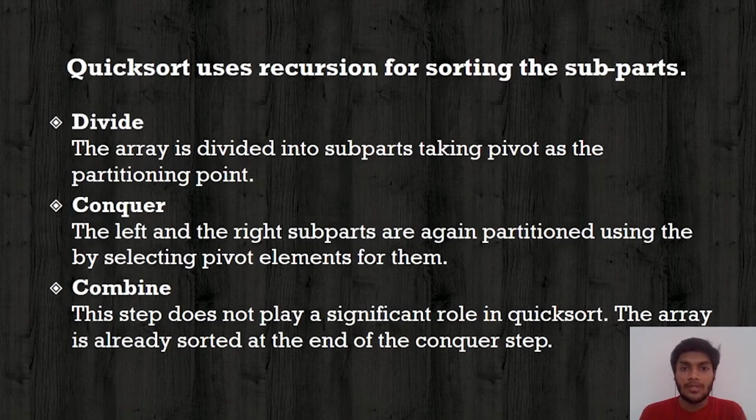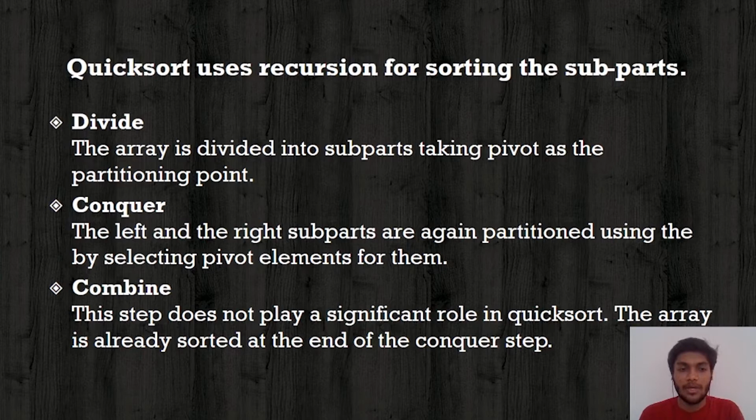Now, quicksort uses recursion for sorting the subparts. This method is done using 3 parts majorly, that is divide, conquer, and combine. In divide, the array is divided into subparts, taking the pivot as the partitioning point. That is, the elements smaller than the pivot element are placed to the left of the pivot and the elements greater than the pivot are placed to the right. Now in conquer, the left and the right subparts are again partitioned by selecting pivot elements for them. This can be achieved by recursively passing the subparts into the algorithm.